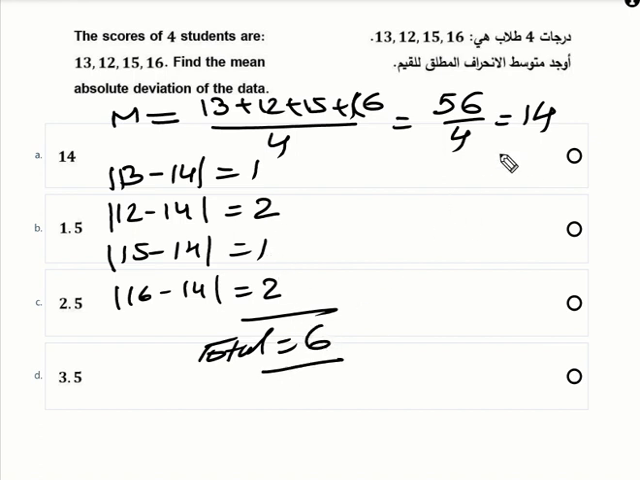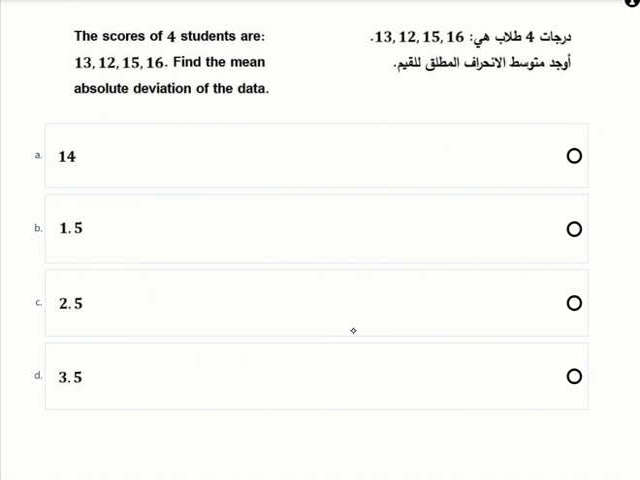And how many numbers are total? 4. So mean absolute deviation will be 6 over 4, which means 1.5. This will be the mean absolute deviation. Okay, now the next question can be.